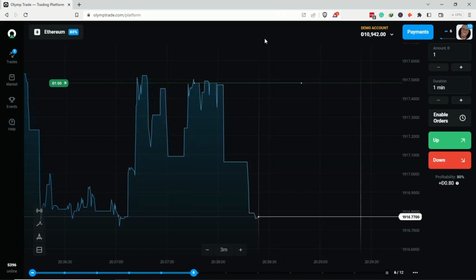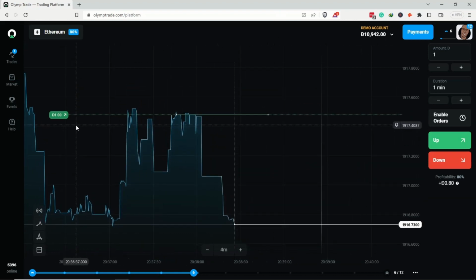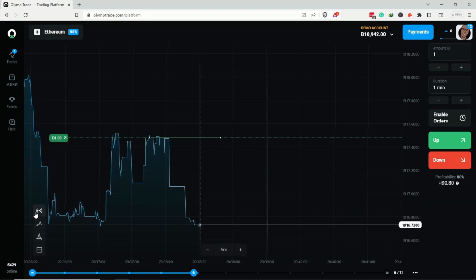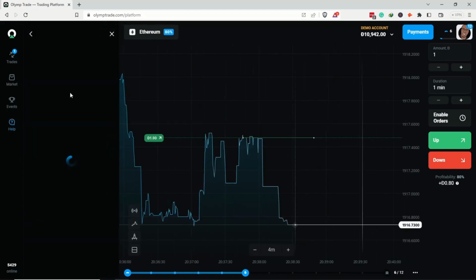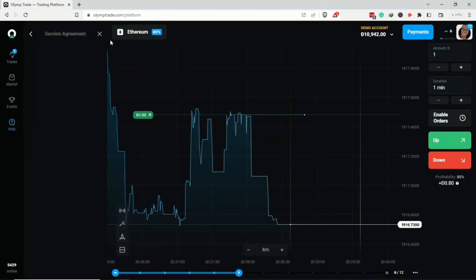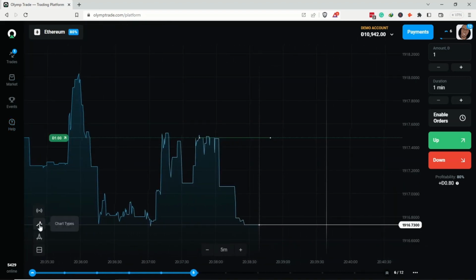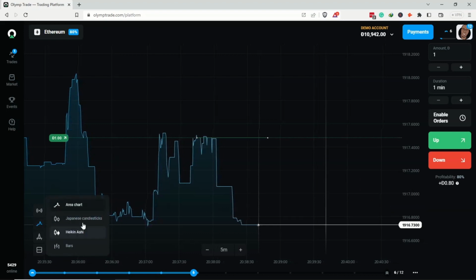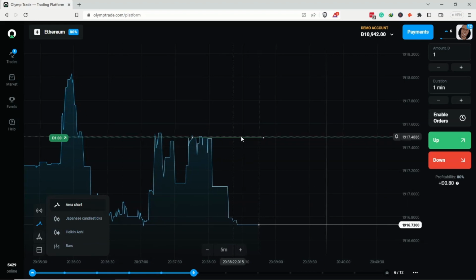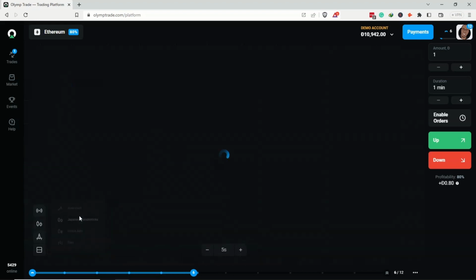Now the most important part of this, if you want to make money online and withdraw it to your M-PESA, is this section here. This one is for signals. If you want to activate some signals that notify you when it's time to buy and when it's time to sell, use this section. Then we have these chart types. There are 4 types of charts that you can view on Olymp Trade. We have area chart, what we are looking at now, and we have Japanese candlesticks.